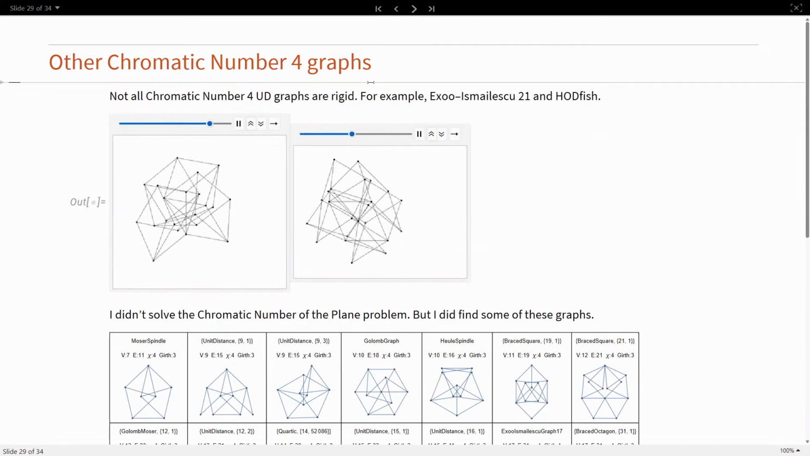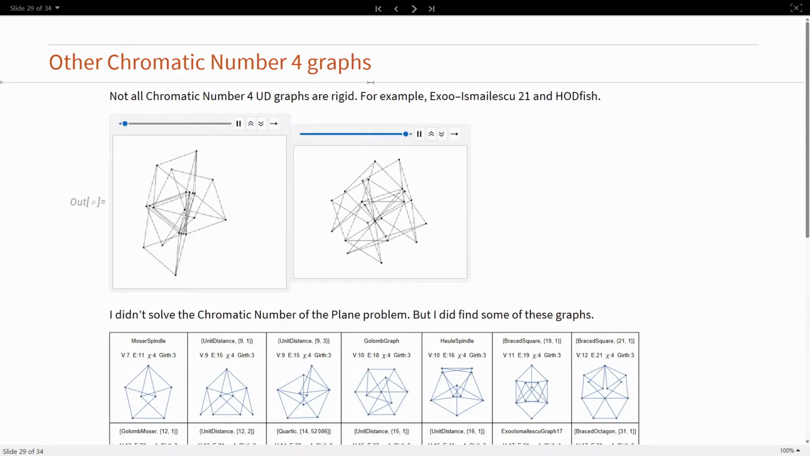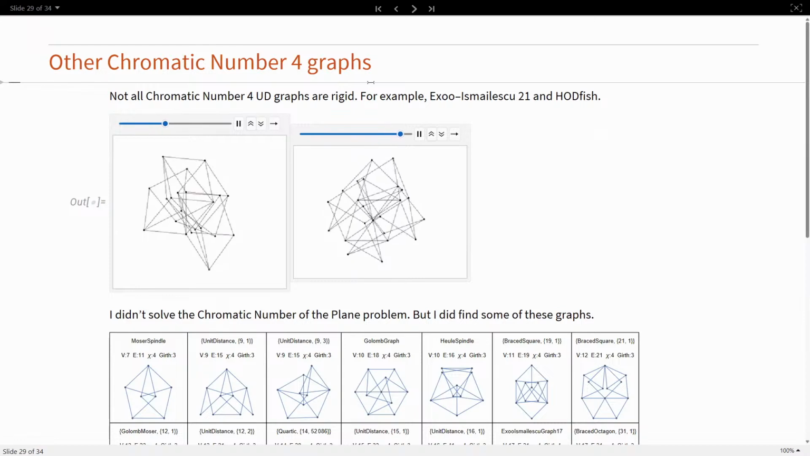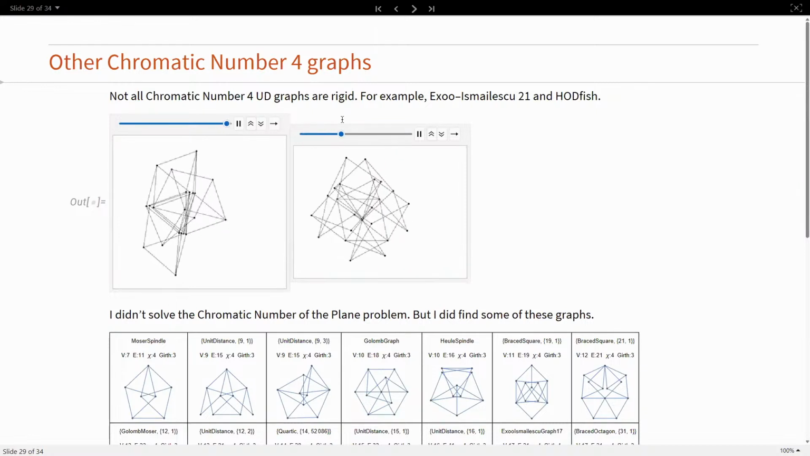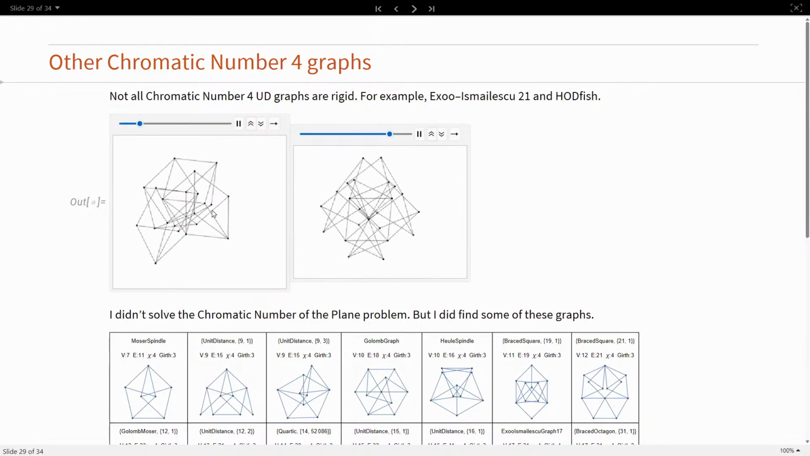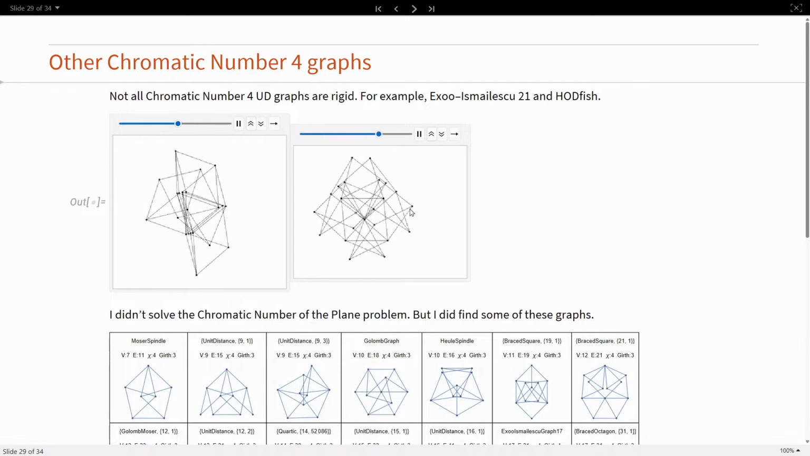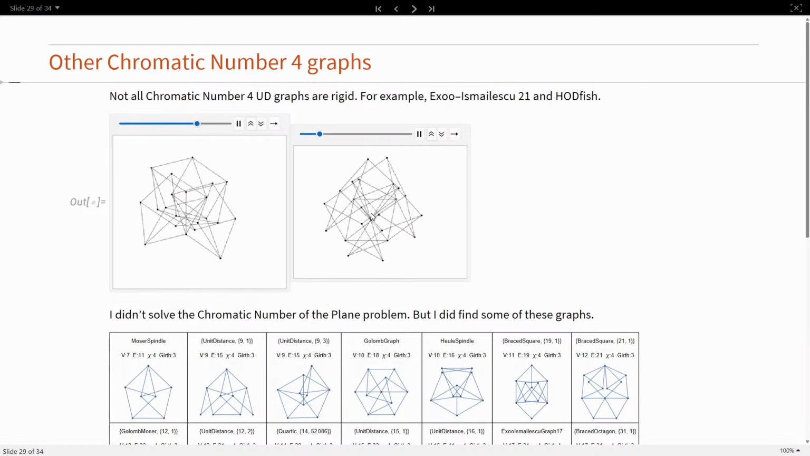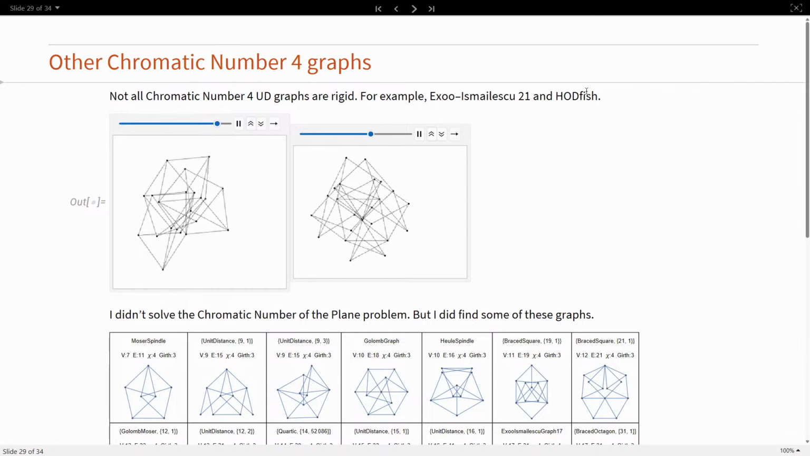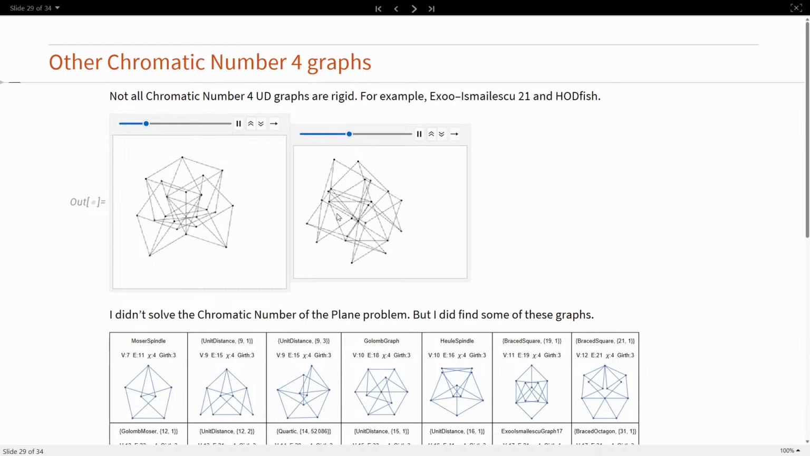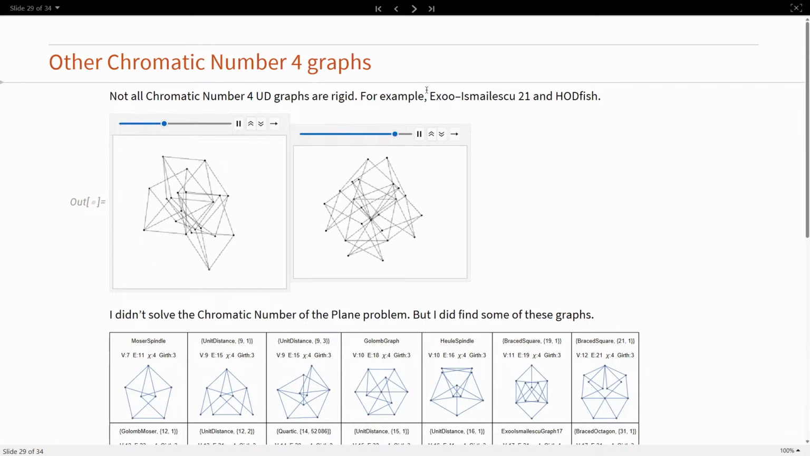Now, one thing I believed about unit distance graphs that had chromatic number 4 was that they were rigid. Well, it turns out that that's not the case. Here are 2 of the graphs I showed earlier. They are not rigid graphs. These show how the deformation works. I mentioned that the Hodfish breaks the square. Well, obviously it doesn't. It's not rigid.